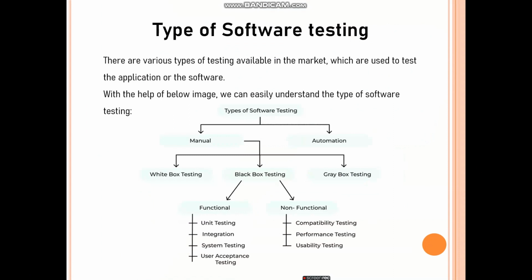Okay, there are two main types of software testing. First one is manual testing, second one is automation testing. Under that, white box testing, black box testing and gray box testing are performed under manual testing. Functional and non-functional are the two types of black box testing. Under functional, they have given unit testing, integration testing, system and user acceptance testing. Under non-functional testing, compatibility testing, performance testing and usability testing are done.